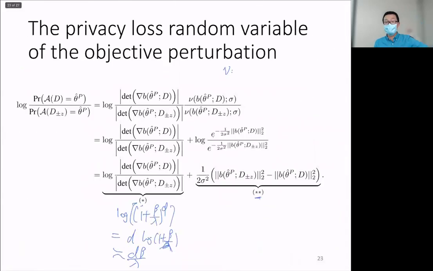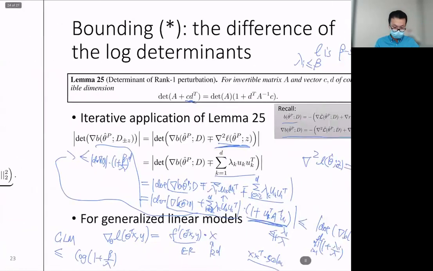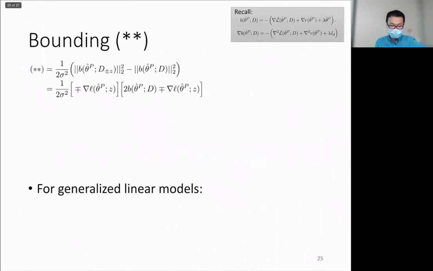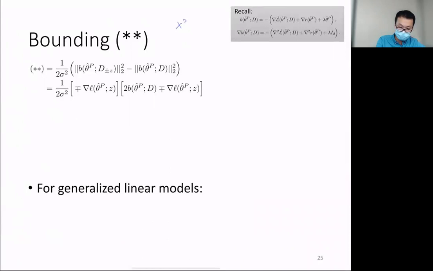For the second term over here, what we're going to do is to use the identity of x squared minus y squared is equal to x plus y times x minus y, right? So this generalizes to the multiple dimension over here, and so it's a difference of these two multiplied with the sum of these two.